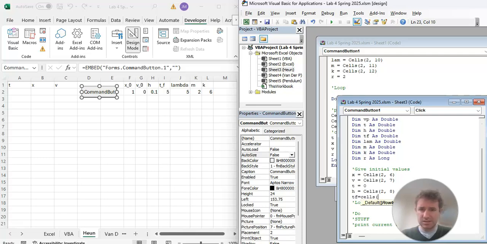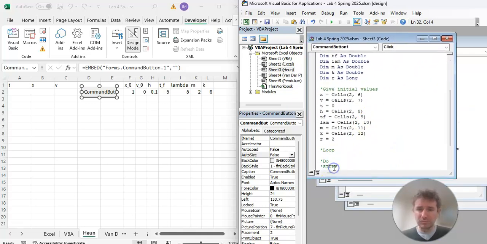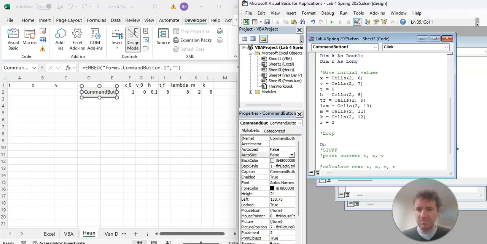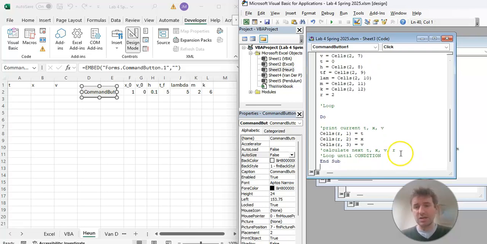TF is equal to cells, it's the next one, 2, 9. Lam equals cells 2, 10. M equals cells 2, 11. K equals cells 2, 12. And then R is equal to 2. And now my loop. So do, again, the stuff is the same. It's cells row counter column 1 equal to T, cells row counter column 2 equal to X, cells row counter 3 equal to V. And now things get a bit more interesting because here we have the predictors as well.